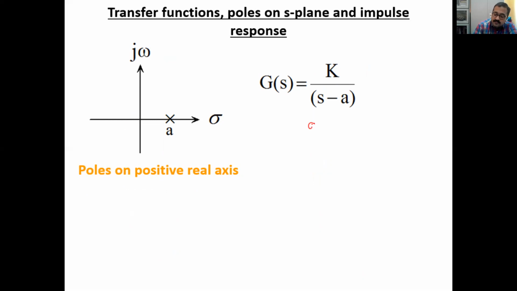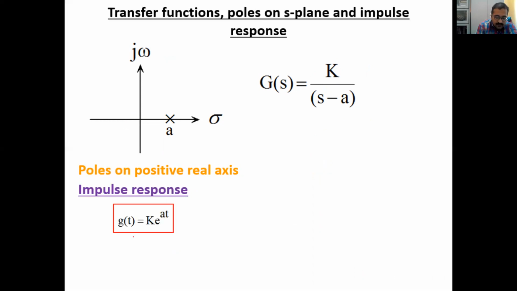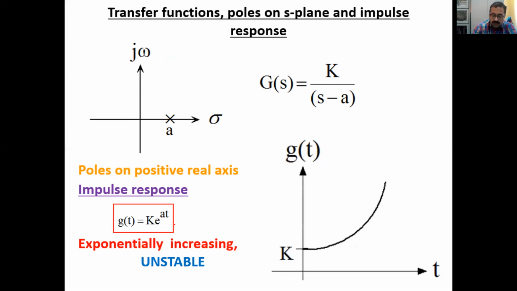Now consider a case where G(s) is K by s minus a. What will be the impulse response? It will be K e raised to at. That means it will be exponentially increasing. So it is an exponentially increasing impulse response, and the system is unstable. How will the plot be? It will be like this.